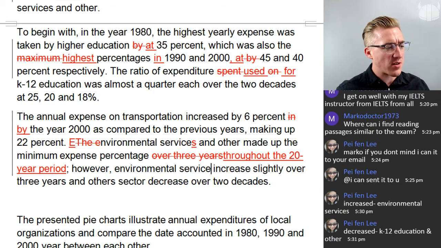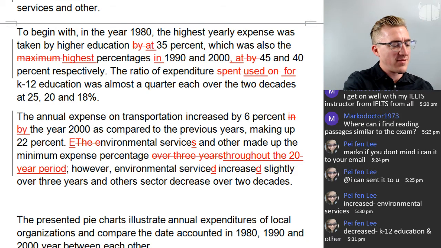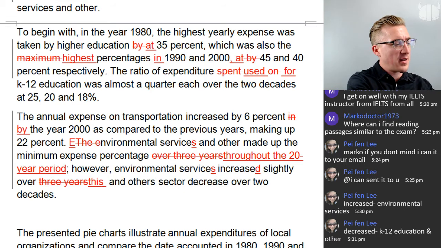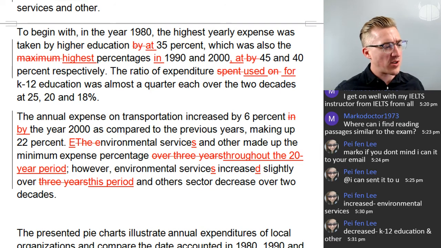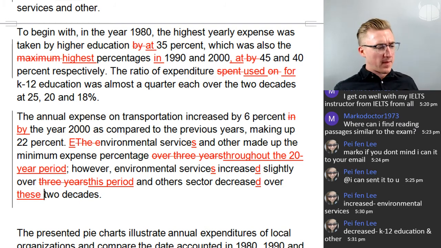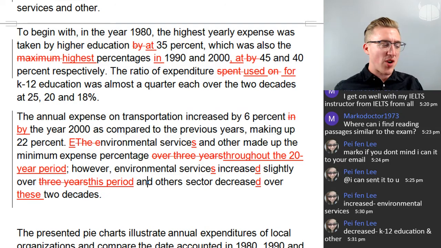However, environmental services increased slightly over this period, and other sectors decreased over these 2 decades. Okay. Yeah, again, the organization just makes it kind of confusing. Even after reading this, I kind of forgot what the point was here. This should be tracking it through time.